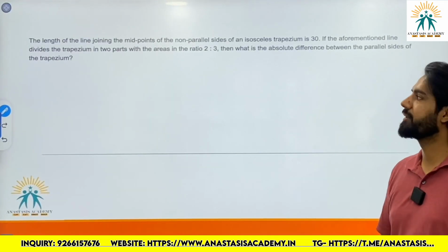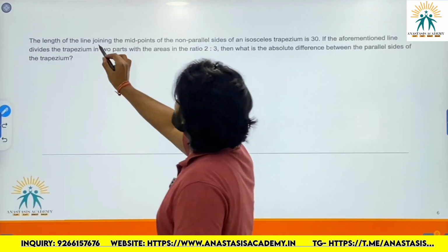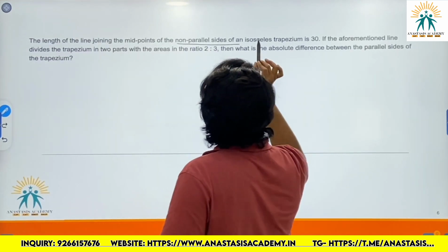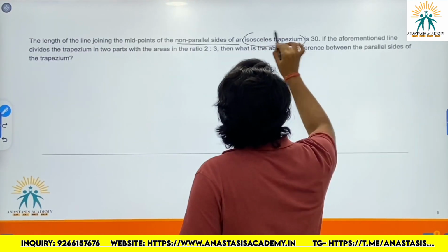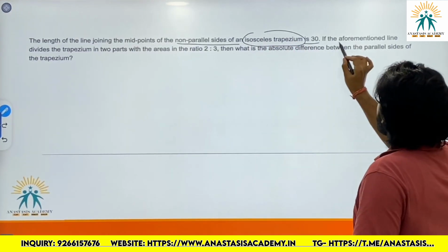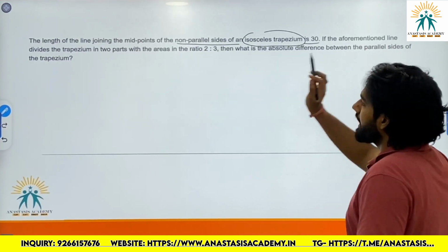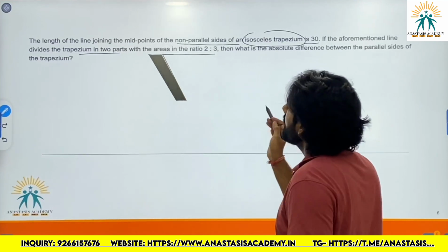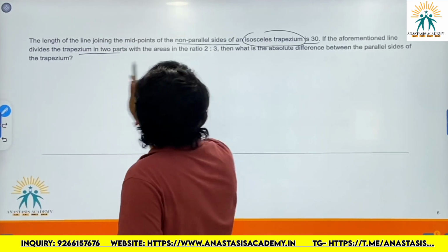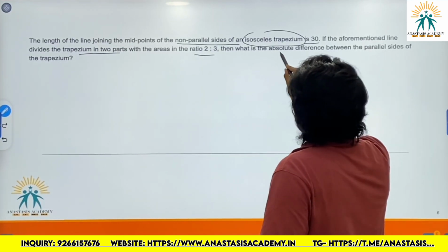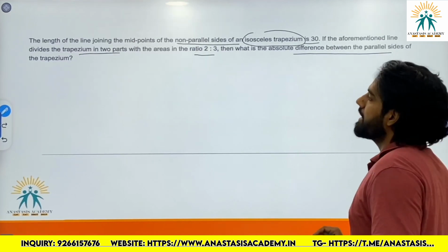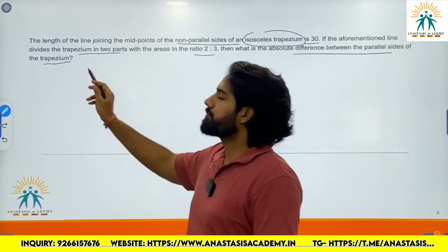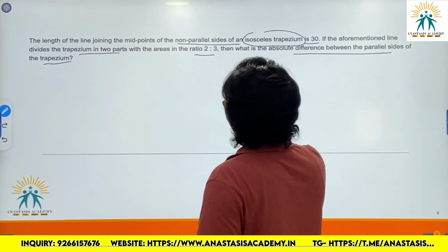Let's solve this question. The length of the line joining the midpoints of non-parallel sides of an isosceles trapezium is 30. If the aforementioned line divides the trapezium in two parts with the areas in the ratio 2:3, then what is the absolute difference between parallel sides of the trapezium? So one isosceles trapezium is given.